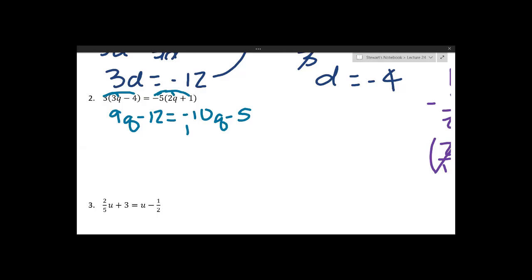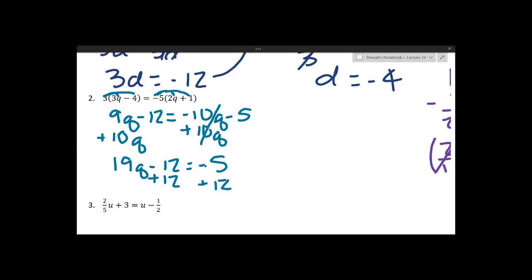So I'm going to add 10q to both sides, because that gets rid of this negative, and 9q plus 10q is 19q. And then we still have the -12 is equal to -5. So now, to continue to isolate the variable and combine like terms, I'm going to add 12 to both sides, and then we'll continue on up here.